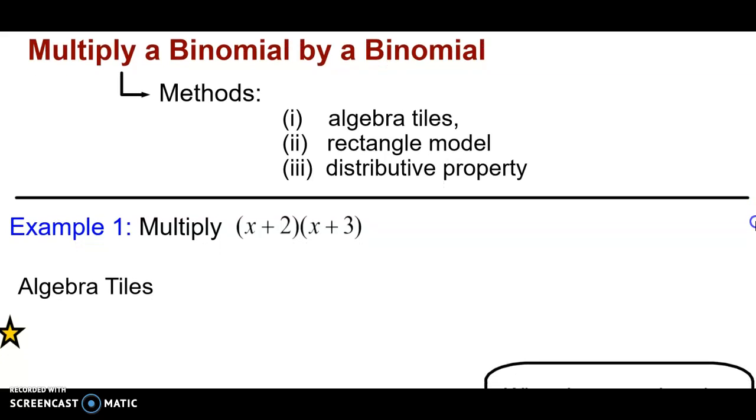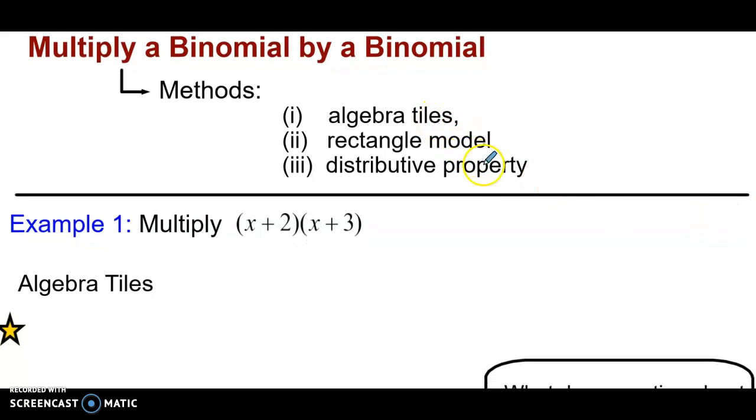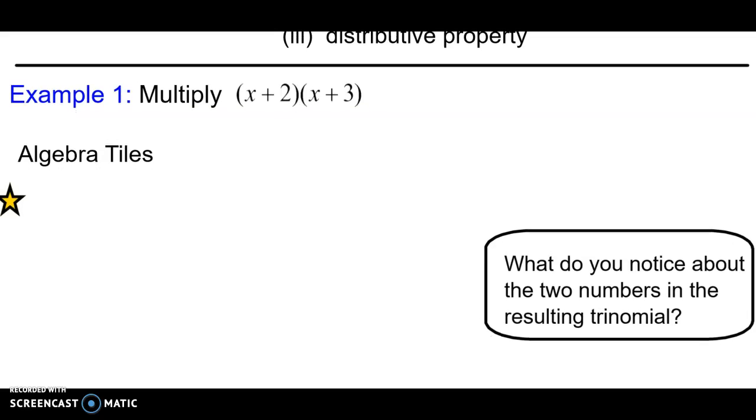So let's start with multiplying two binomials. We're going to look at three approaches here very quickly. We're going to look at an algebra tile approach, a rectangle model, and the distributive property, or just using algebra. So for example 1, we're going to multiply the binomial x plus 2 with x plus 3. And when we use algebra tiles, what we're trying to do is create a length and a width for a rectangle and use those two factors to fill in to get an area. That area is going to be our product and it's going to be our answer.